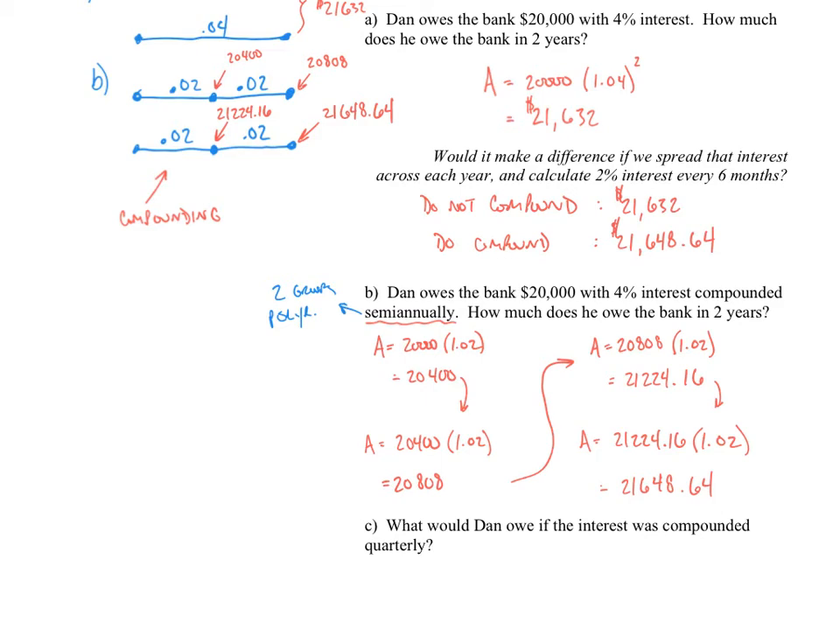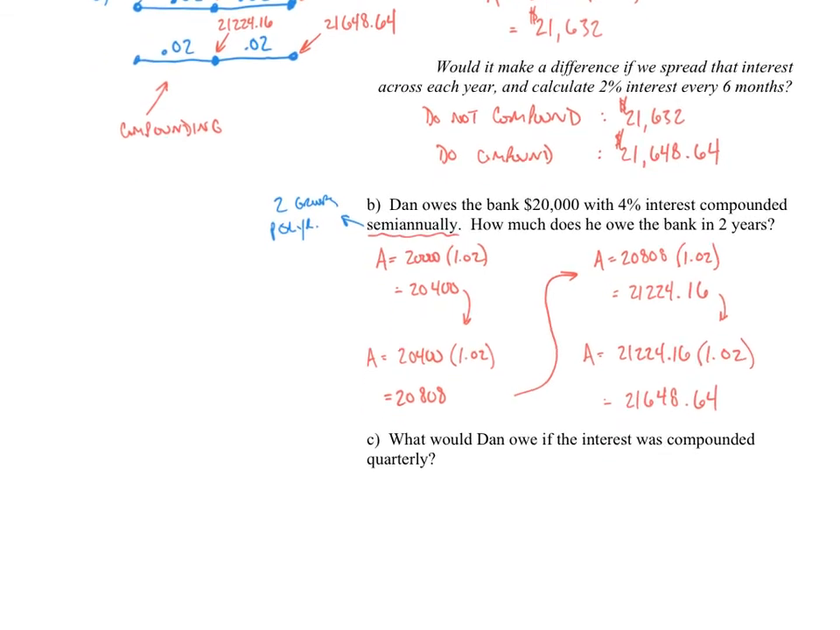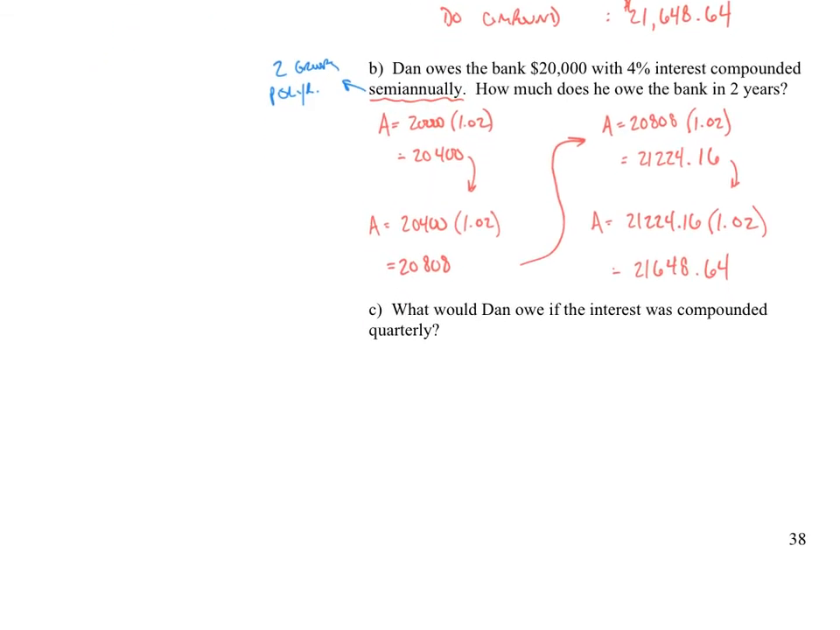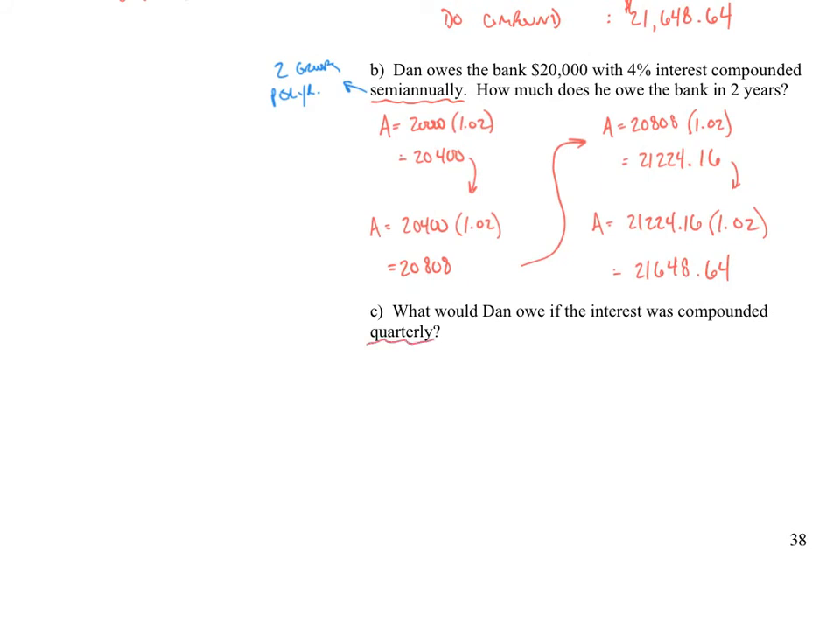So then part C extends this and says, what would Dan owe if the interest was compounded quarterly? And this is another one of those vocabulary words up here, kind of like semi-annually, which is telling you how many pieces to cut each year into. Semi-annually says to cut each year into 2 groups per year, and quarterly, as its name suggests, 4 groups per year.